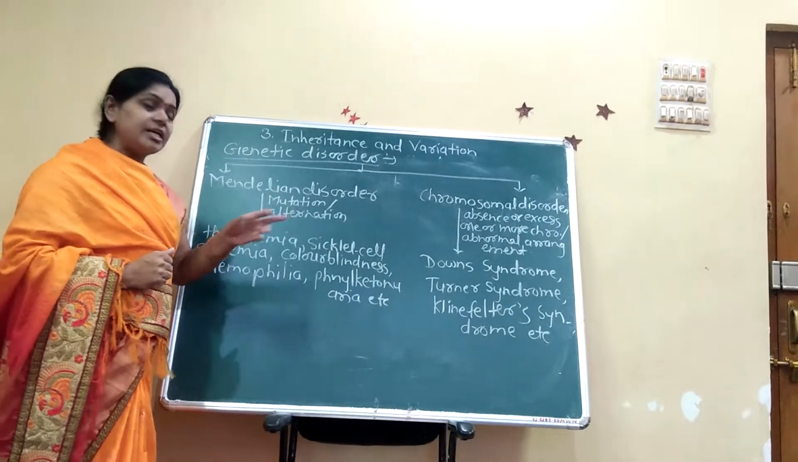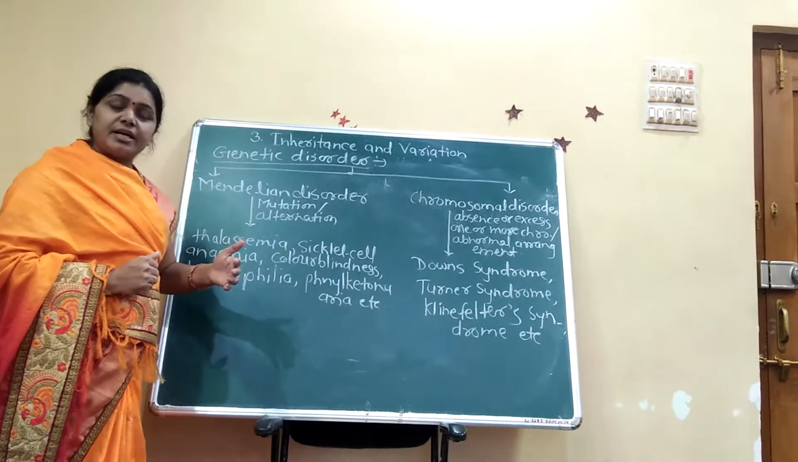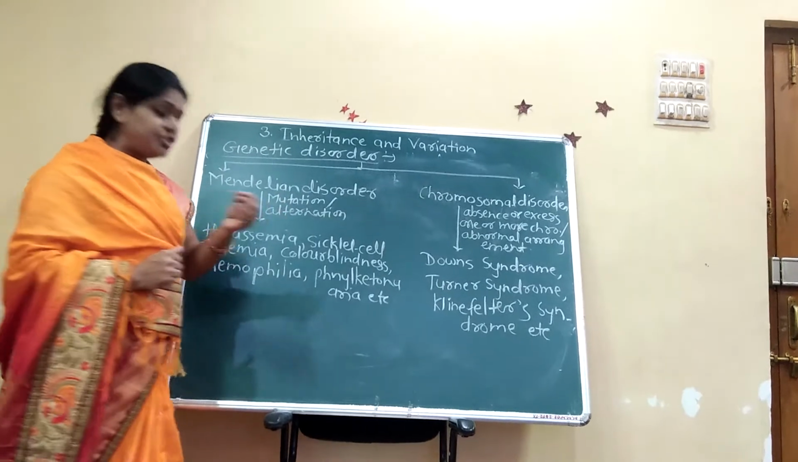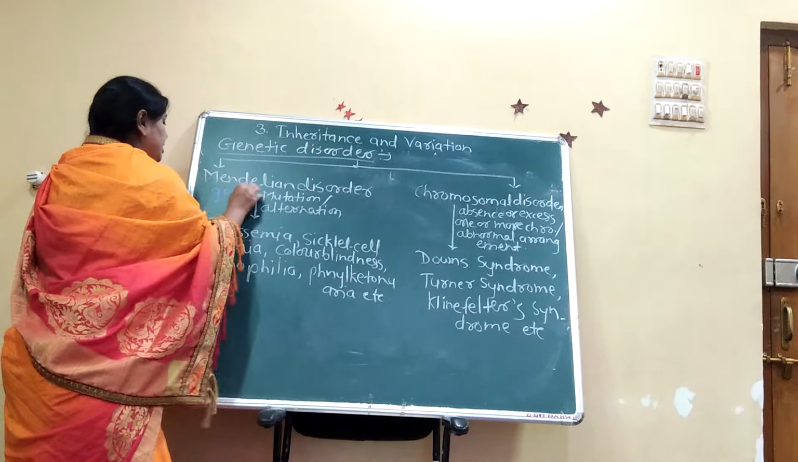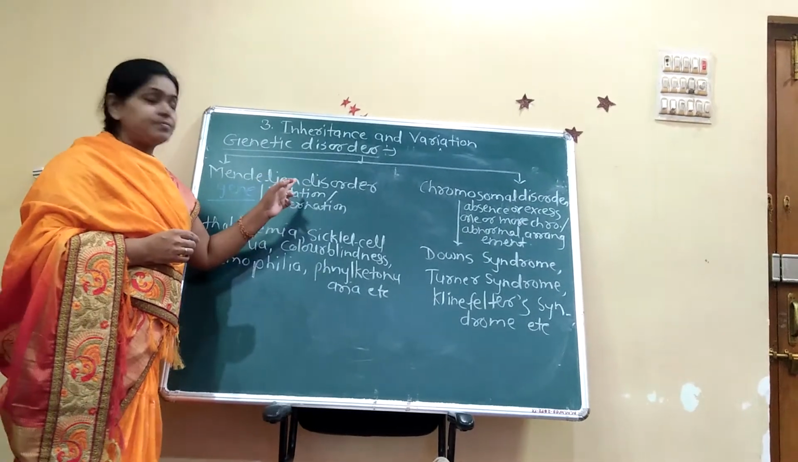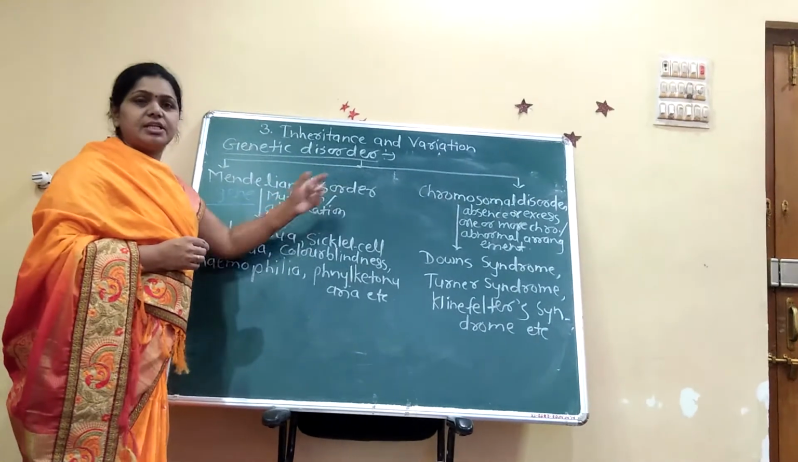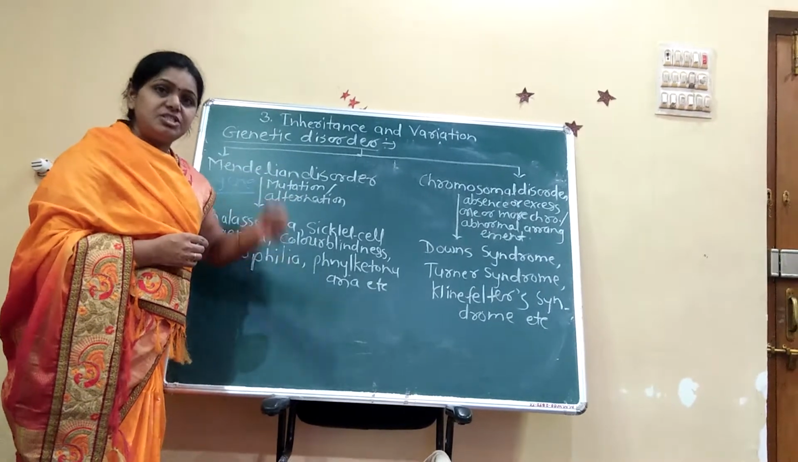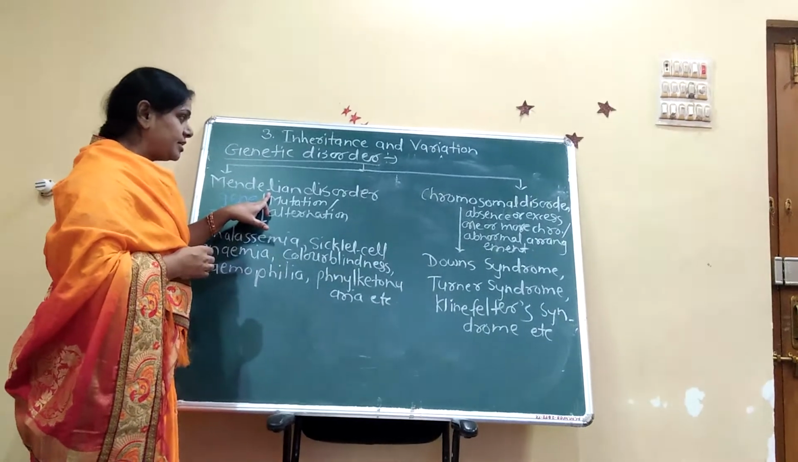Then the question is, what is the Mendelian disorder here? That disorder means mutation in gene. A mutation in gene or change in gene is called Mendelian disorder, or alteration in gene. Alteration also means change in gene. That disorder is called Mendelian disorder.